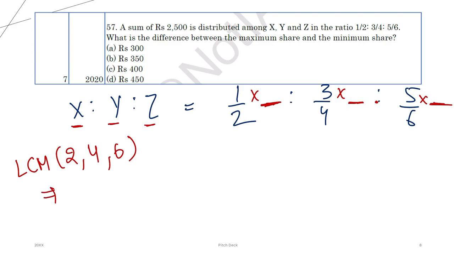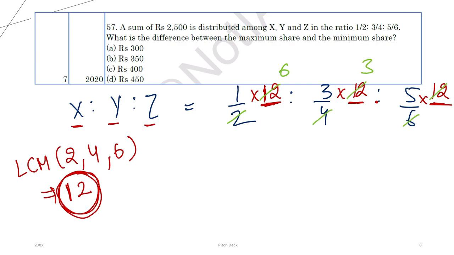The LCM of 2, 4, 6 is 12. Why did we choose 12? Because if I multiply by 12 in each case, you will be able to simply solve it. 2 sixes are 12, 4 threes are 12, 6 twos are 12. If I had taken some other value, like 5, that would not have served our purpose. You can take 24, that will also work. You can take whatever you want, but I have chosen 12 because it will simplify my solution.